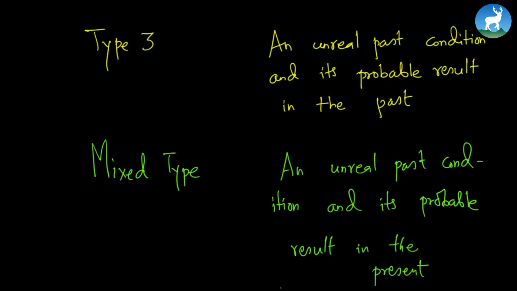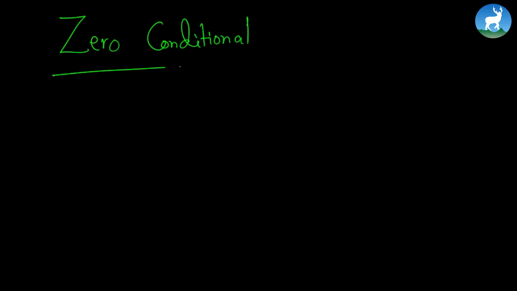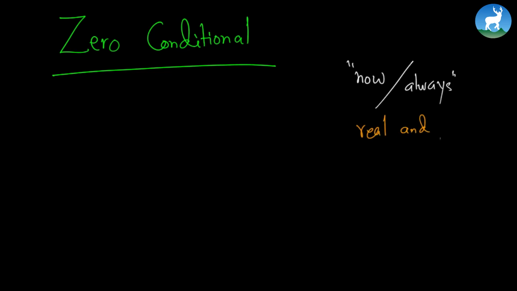Now let's study about each type in detail, right? Starting from the zero conditional. First topic that we have today is called the zero conditional. The zero conditional is used for when the time being referred to is now or always. When we talk about now or always, we use zero conditionals. And the situation is real and possible. How is the situation? The situation is real and possible.